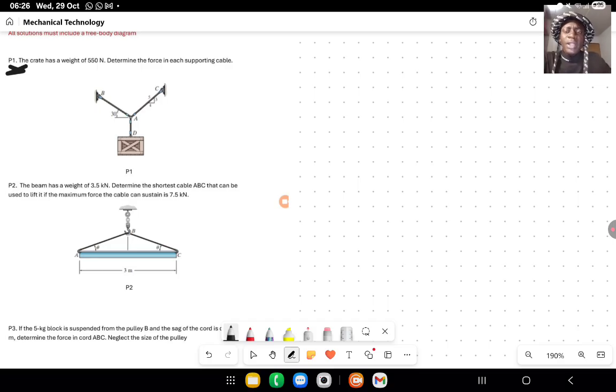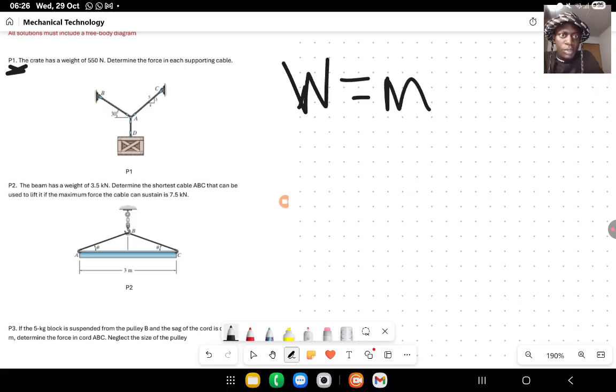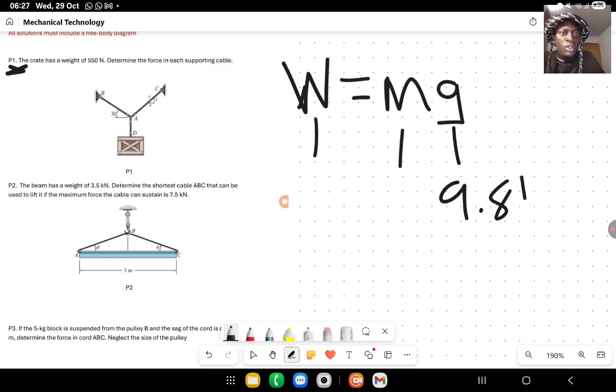When we talk about the weight, just know weight is equal to mg. If they didn't give you the mass, g is always 9.81. So it's simple. Now we have 550, and you can easily get m. But this is the story for another day.